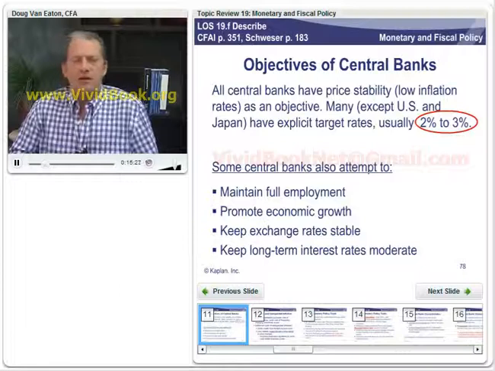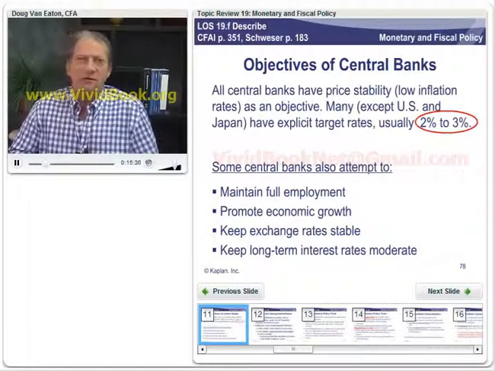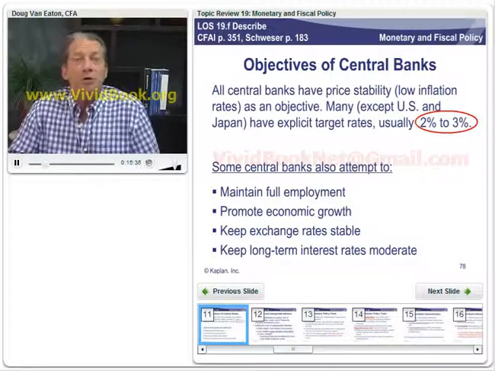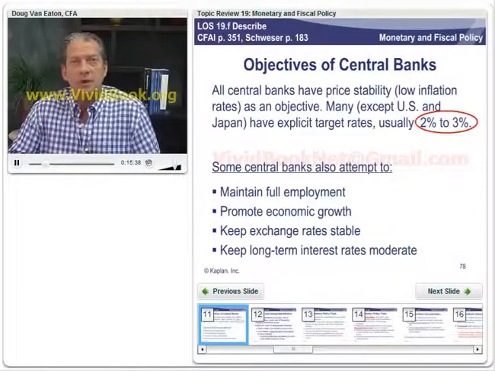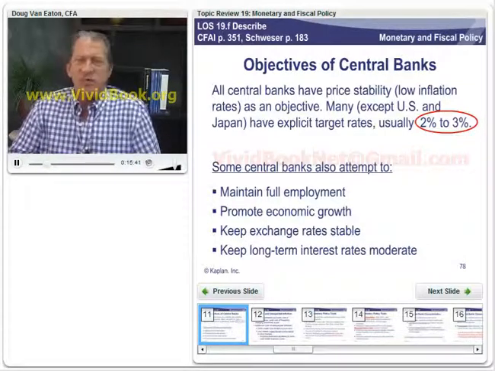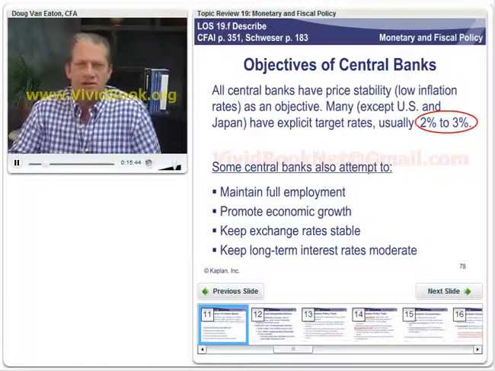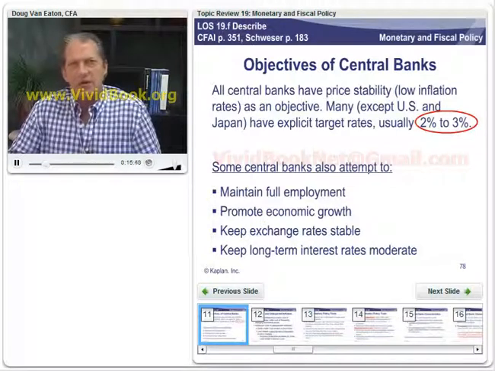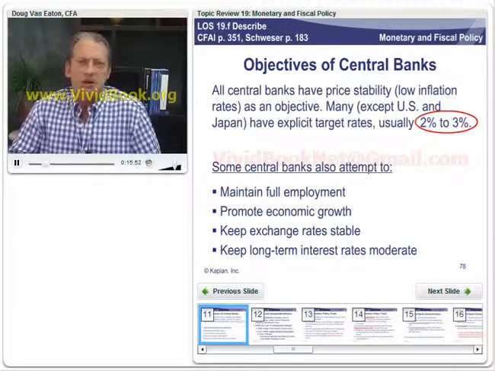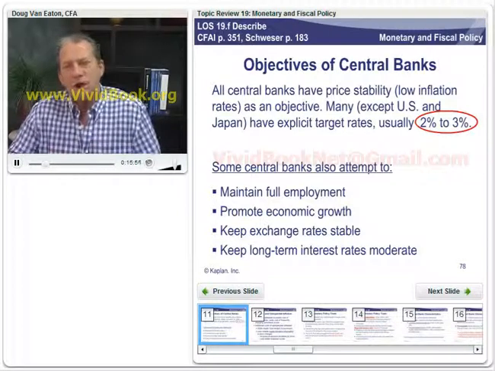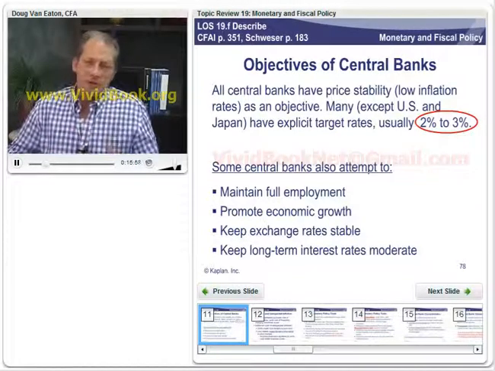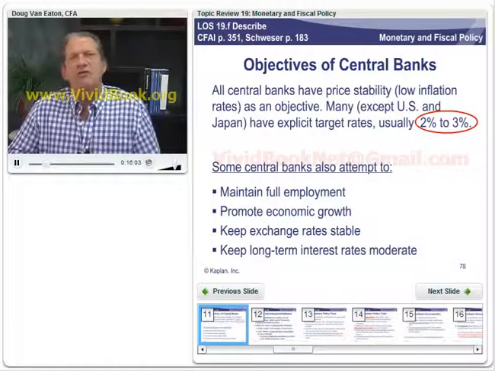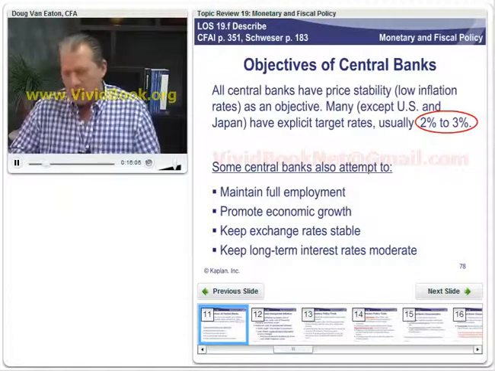Now there may be other mandates that the central banks are given, depending on what country we're looking at. Maybe to maintain full employment and promote economic growth, which are very similar. Might be to keep exchange rates stable, but that's not as prevalent as it used to be. And in the case of the U.S. Federal Reserve, there's some wording in there about long-term interest rates being moderate. Well, if we think back to that Fisher equation, interest rates equal the real rate plus expected inflation. One way to keep long rates under control is to keep inflation under control. So those kind of go together.